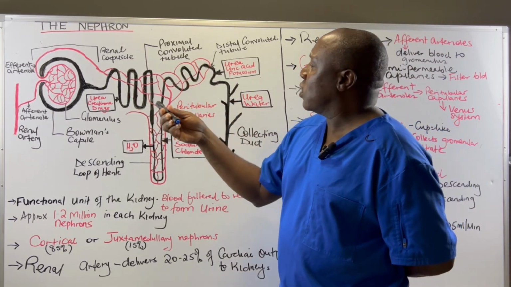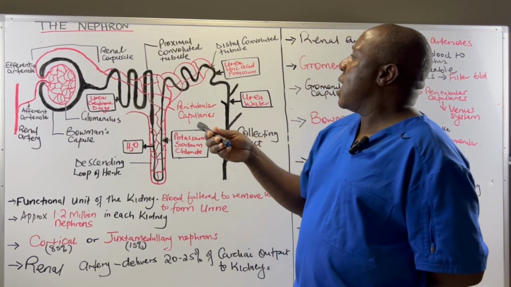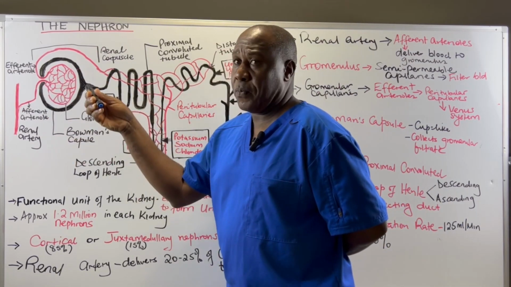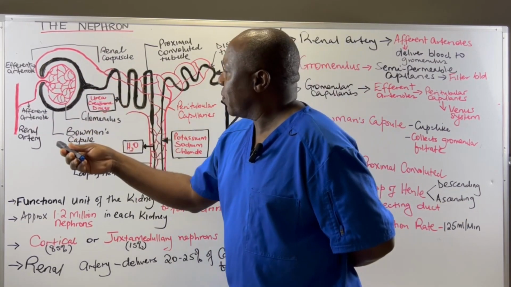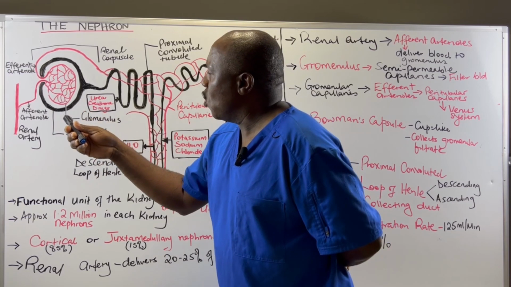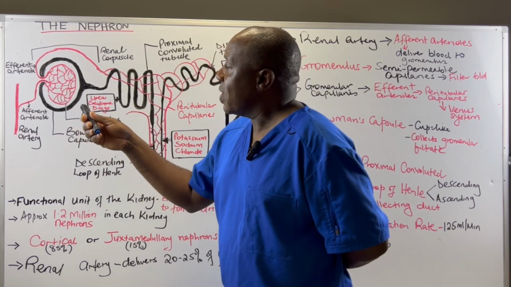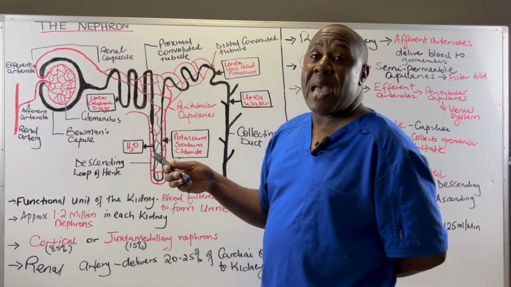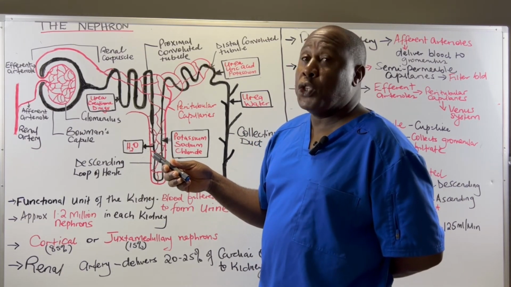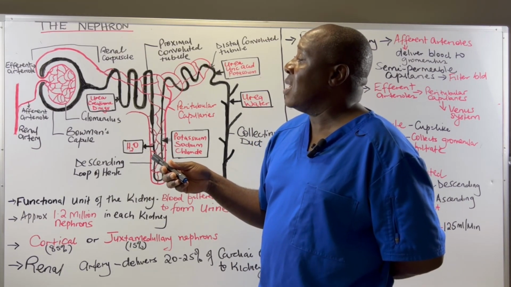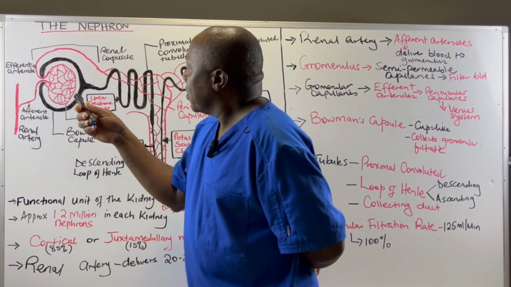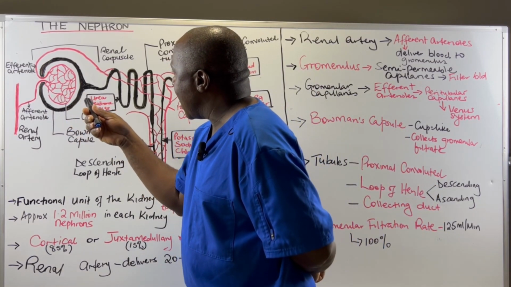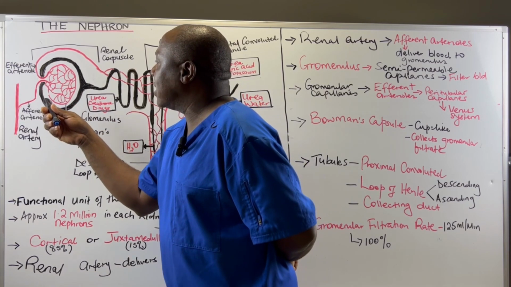So the nephron has got the tubular section and the renal corpuscle. The renal corpuscle is made up of what we call the glomerulus. And we have just said that the glomerulus is a network of semi-permeable capillaries which do the actual work of blood filtration. Then this cup-like structure here is referred to as the Bowman's capsule.